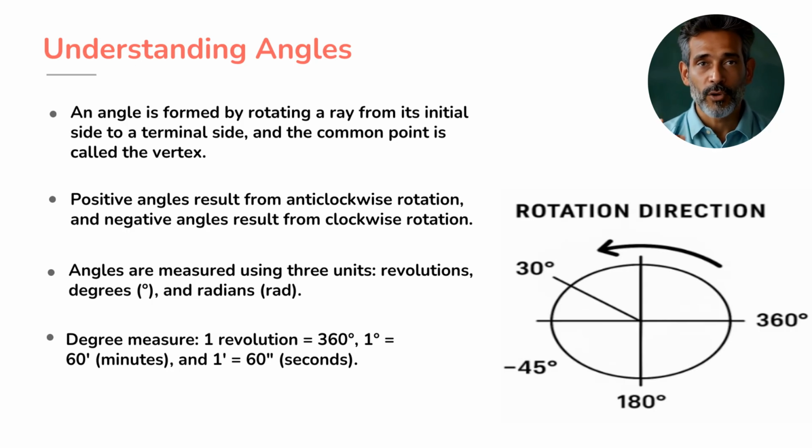We can break a degree into minutes and seconds. 1 degree is 60 minutes, and 1 minute is 60 seconds. But there's another unit called radian, which we'll focus on later. Radians are often more natural in math and physics, so understanding how to convert between degrees and radians is key.